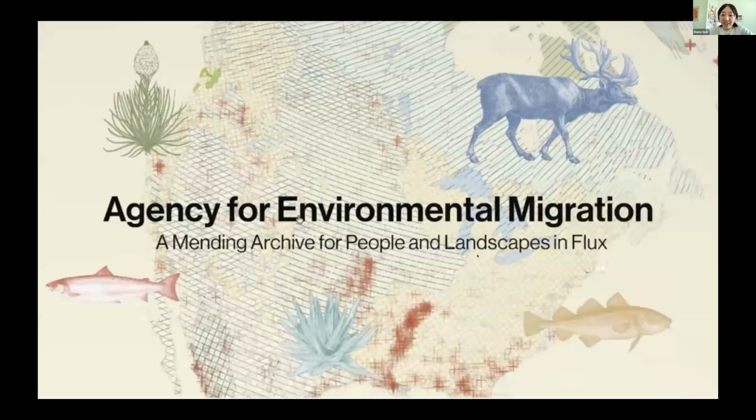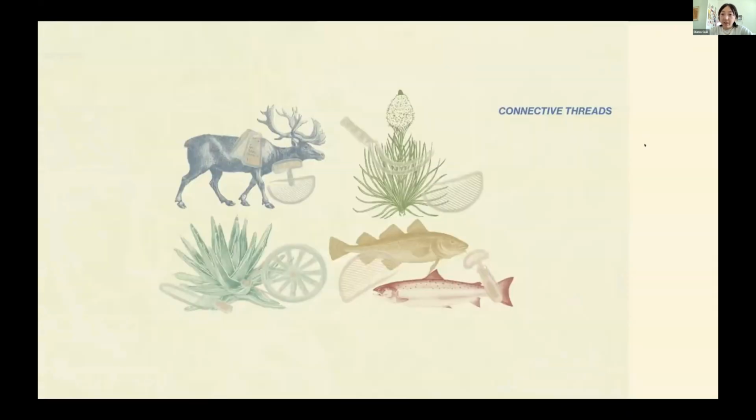The first project I'm presenting is the Agency of Environmental Migration, Amending Archive for People and Landscapes in Flux, which is half GIS mapping and half website that I was working on with some group of people in school. What we did was trace the fibers of plants and migrating animals to create a non-hierarchical recording archive of environmental shifts in the globe.